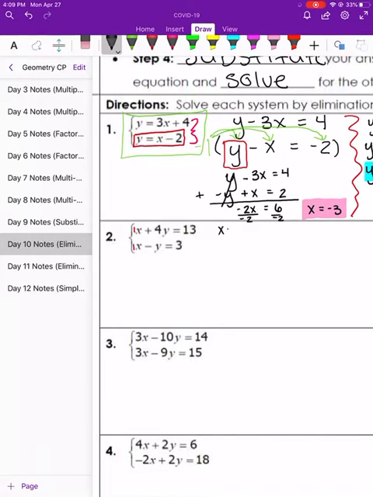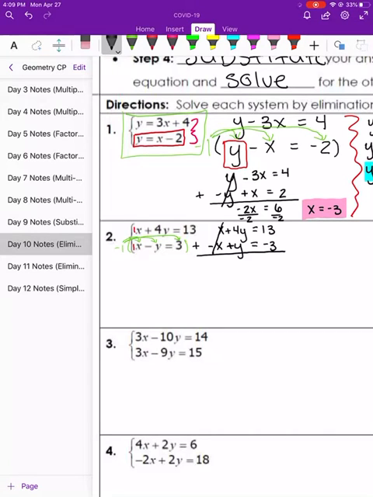So I'm going to keep the top the same: x plus 4y equals 13. And remember, the way I made this bottom one negative is I multiply everything by negative 1. So this is going to give me a negative x plus y, because a negative and negative make a positive, equal negative 3.